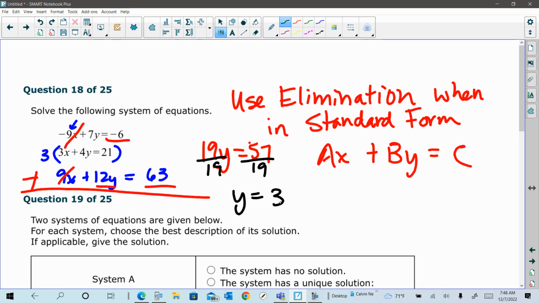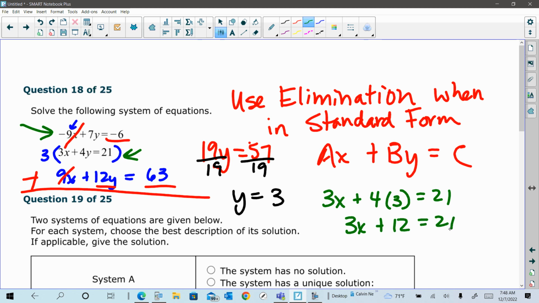So to get the x, you just need to plug it back into one of the equations. It doesn't matter which one you plug it back into. So 3x plus 12 equals 21. If I subtract that 12, we get 3x equals 9. So x is 3.